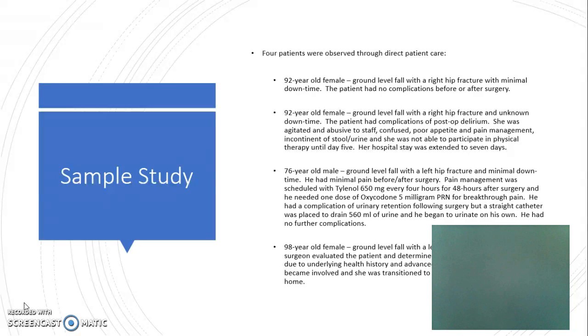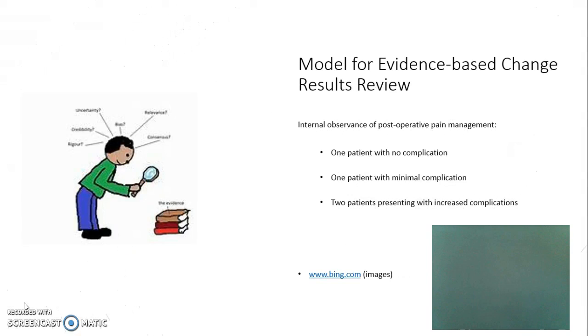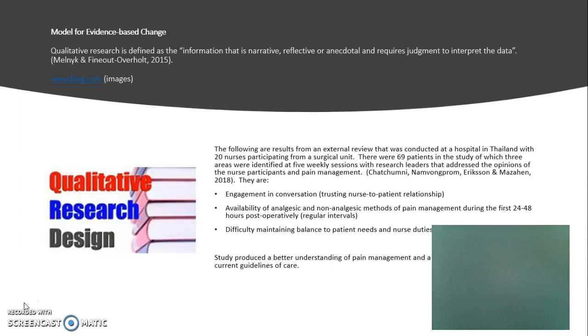Additionally, there was one 98-year-old female that was evaluated by the surgeon and deemed to not be a surgical candidate because she had an underlying health history and of her advanced age. The palliative care team became involved, and she was transitioned to hospice care and discharged home. So 1 patient had no complication, 1 patient had minimal complication, and 2 patients presented with increased complications.